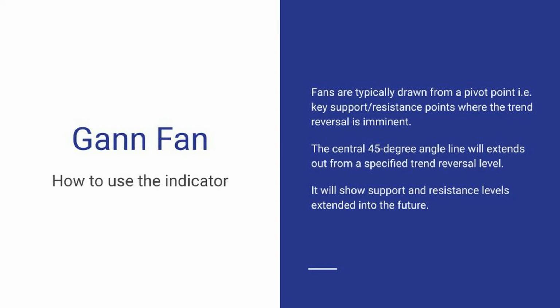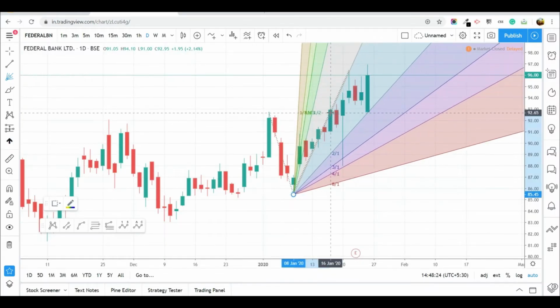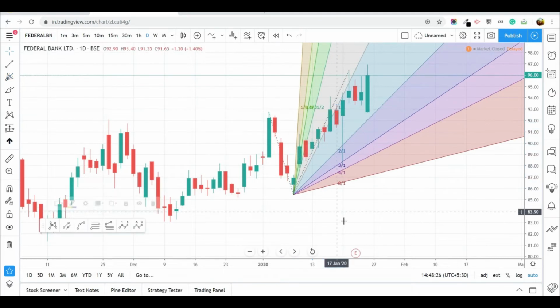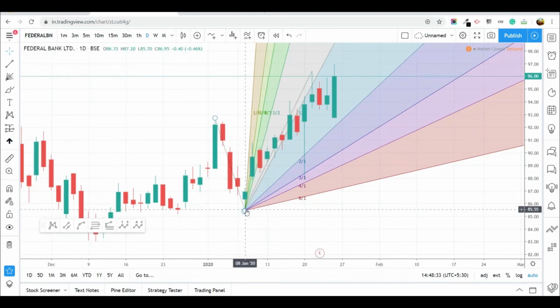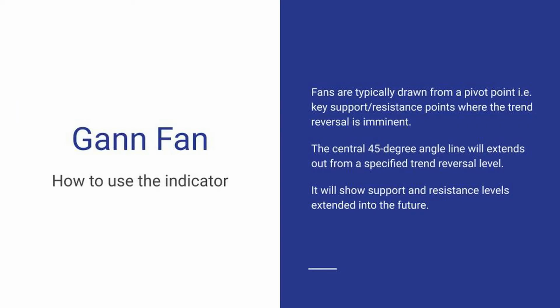So what you have to do is draw like this. Is it correct? Now we will talk about that in the next slide. But you know from where to draw. This is the starting point. Okay, so let's go to the next slide.